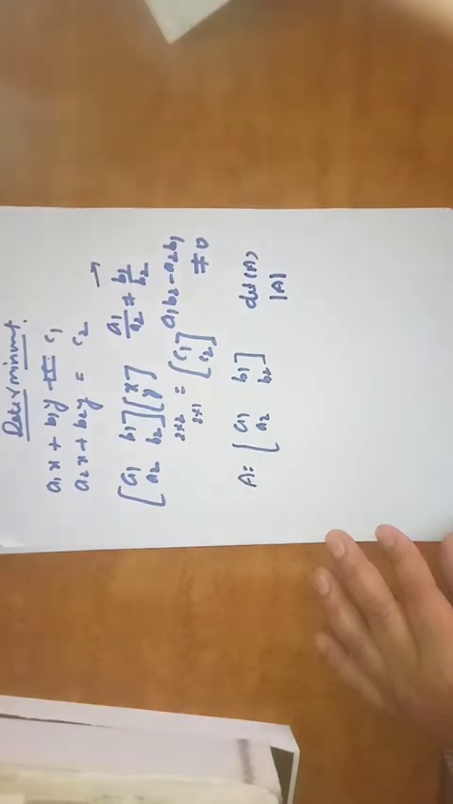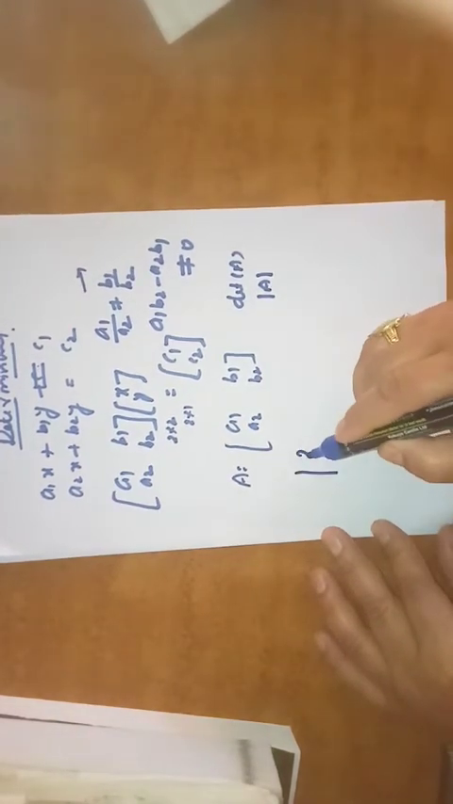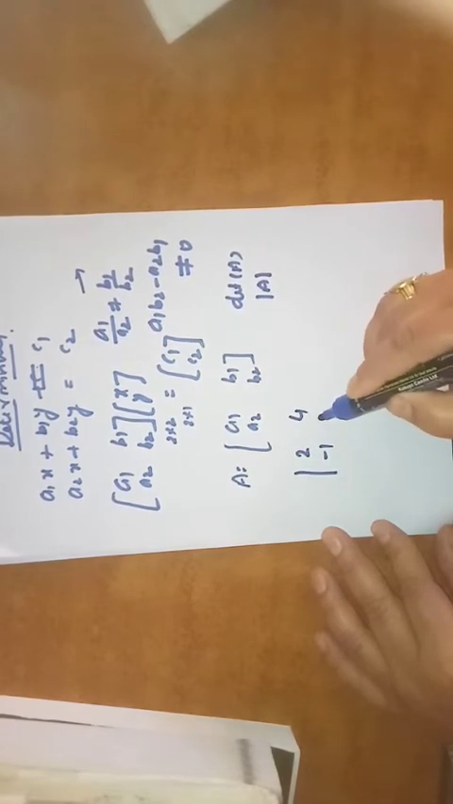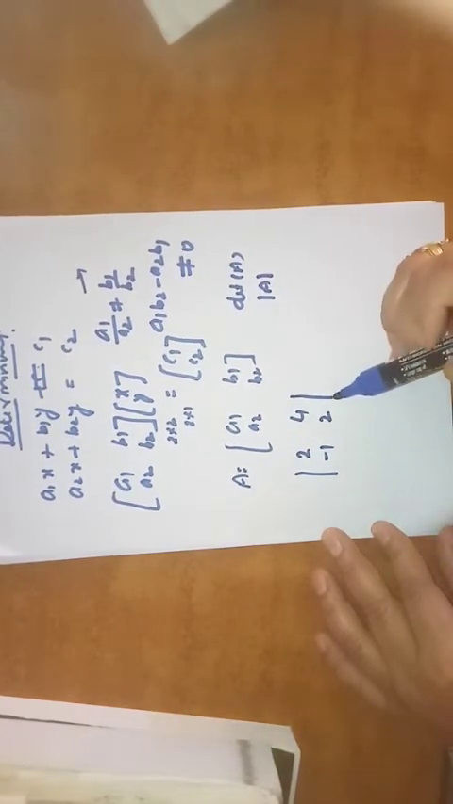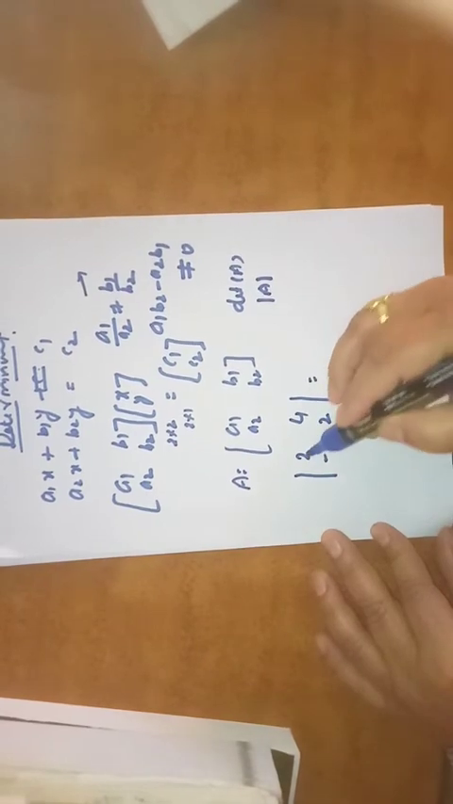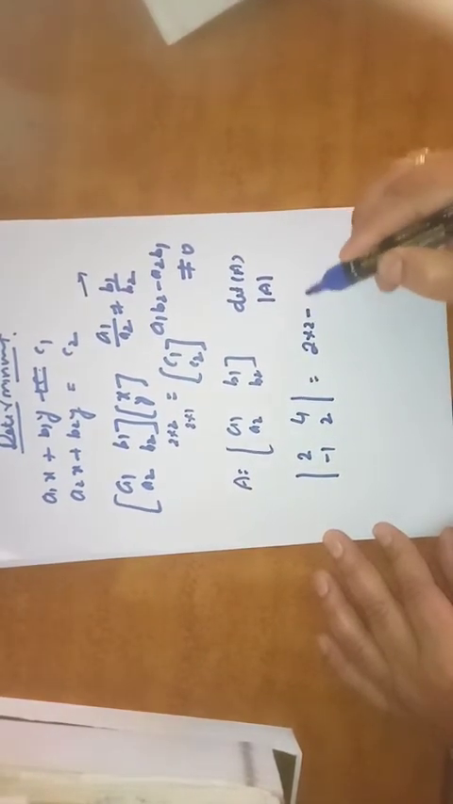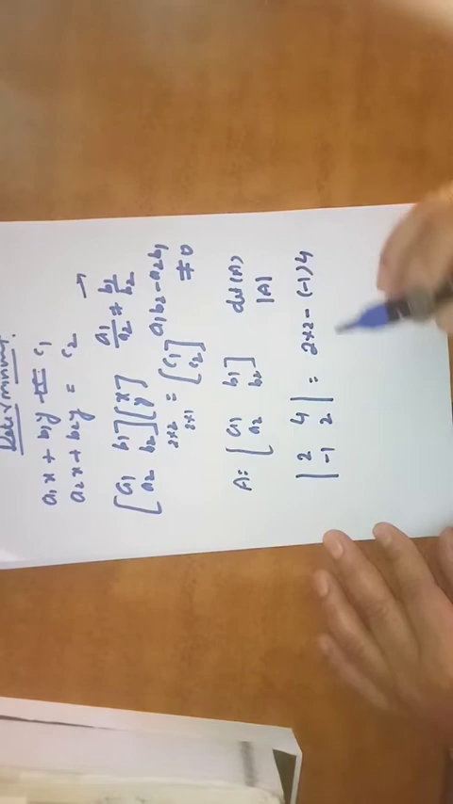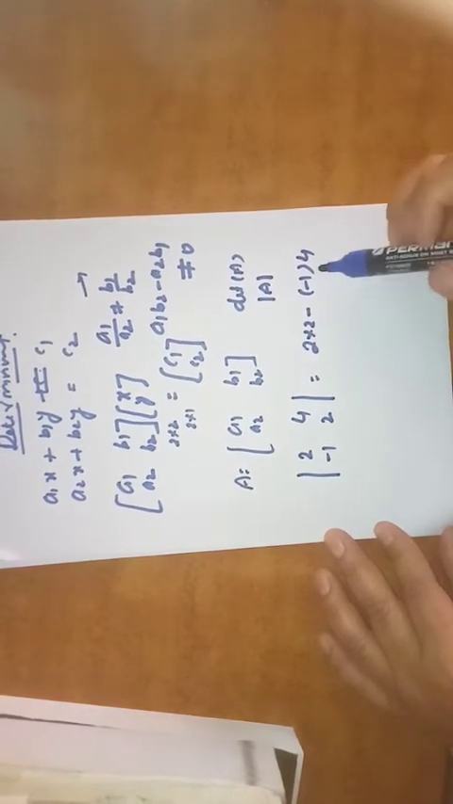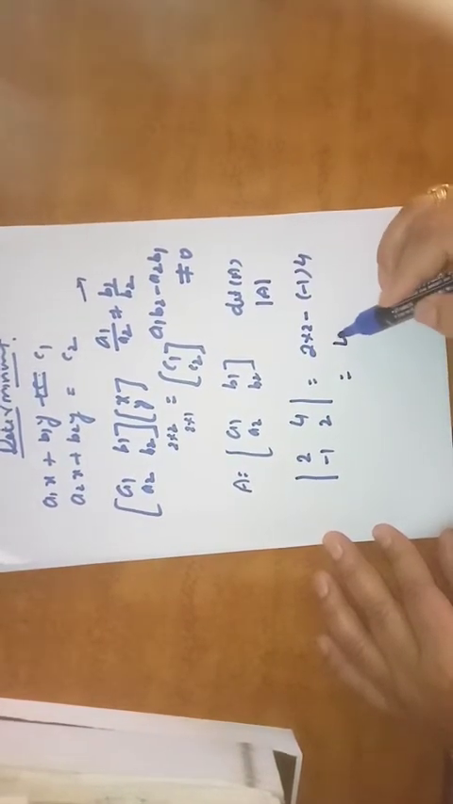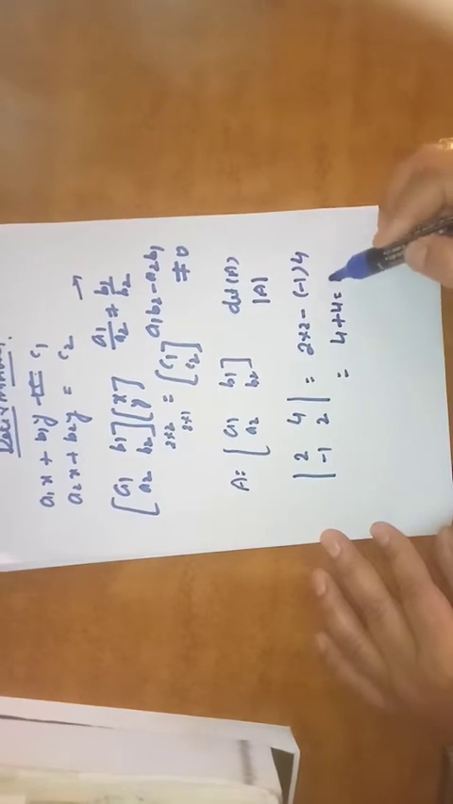Here is an example of how to evaluate a 2 cross 2 determinant. The first one, 2 minus 1 4 2. This determinant can be solved by 2 into 2, 4 minus 1 into 4, same as a1 b2 minus a2 b1. 4 plus 4, it comes to 8.